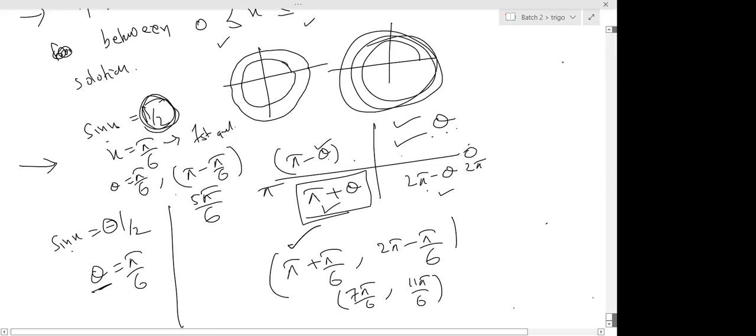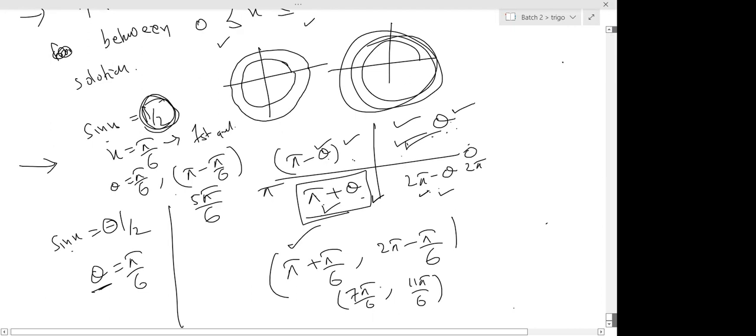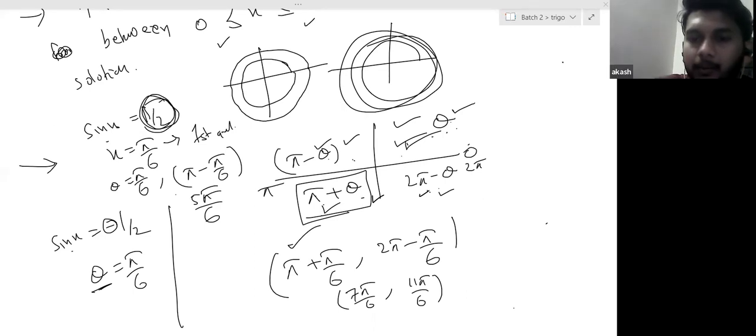So in the first quadrant, use theta. In the second quadrant, pi minus theta. Third quadrant, pi plus theta. Fourth quadrant, 2 pi minus theta. The first step is to identify theta. Then look in which quadrant the solution lies. Use the formula accordingly. Clear? Yes, sir. Rahman? Yes, sir. All right. Mazia, Alvia, I hope this is clear to you also.